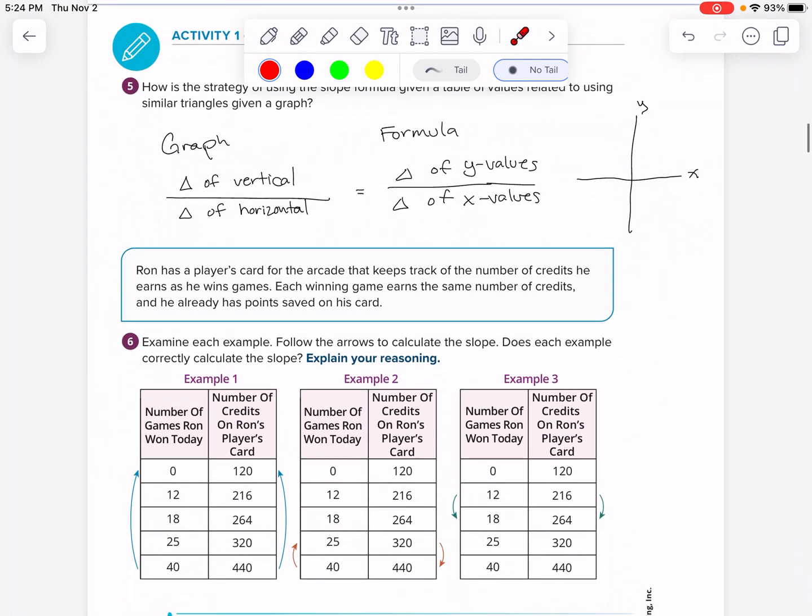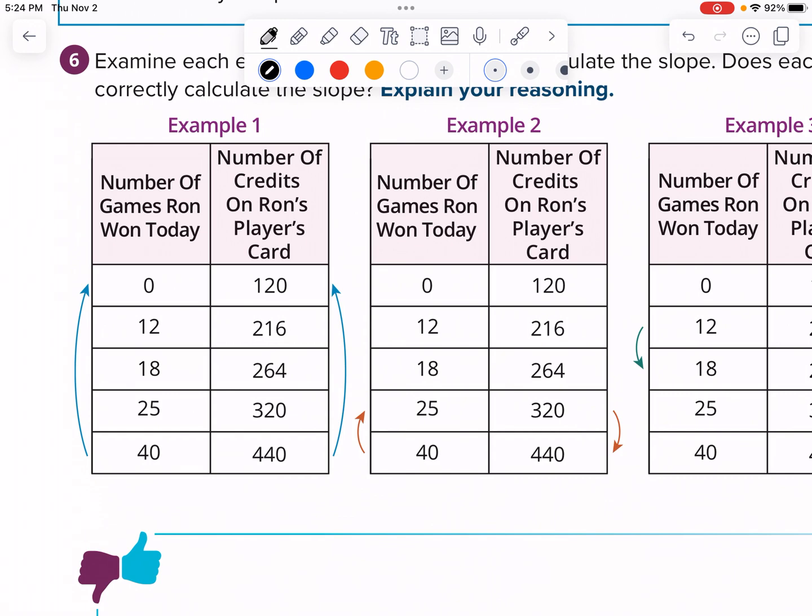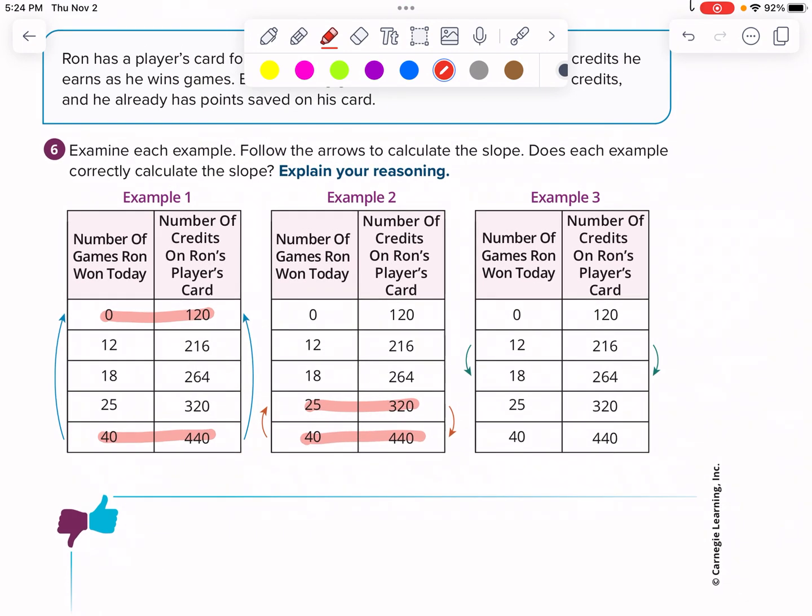All right, let's go ahead and move on. This next part, number 6, I'm not going to read the context, but I'm just going to read number 6. It says, examine each example where we're talking about number of games Ron won today and number of credits on Ron's player's card. Follow the arrows, calculate the slope. Does each example correctly calculate the slope? So as you can see, I'm going to highlight these. You can find the slope using any rows. In this case, this first example, we use the first and the last. This one, we're using the last and the second to last. And then this one, we're using the second and the third.